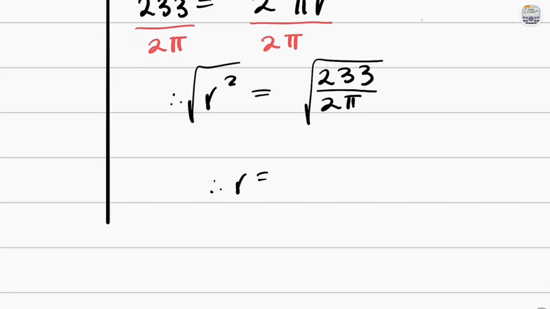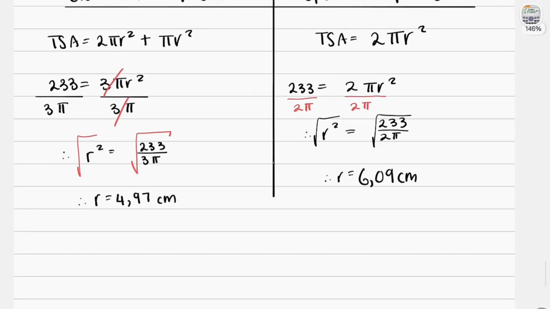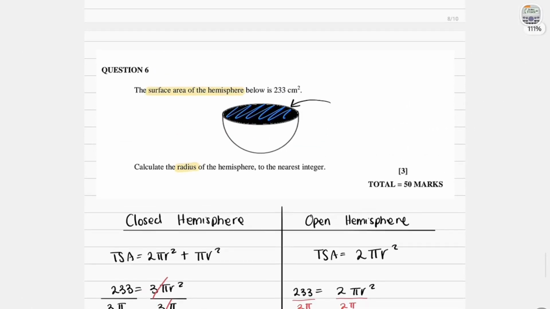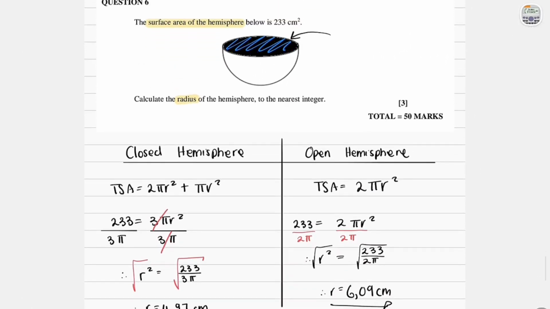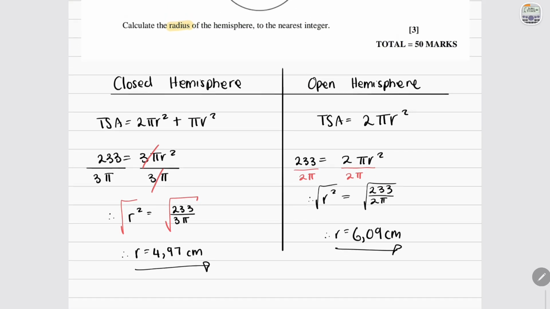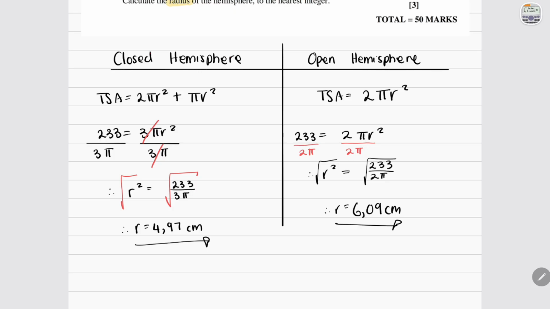So r equals, in this case, 6 point, and that 9 will round that 8 up to a 9. So 6.09 centimeters, and that would be our answer, depending on which scenario they actually were referring to. And that is it for question 6. That is the last question. You have these 2 options, and that is it for this paper.